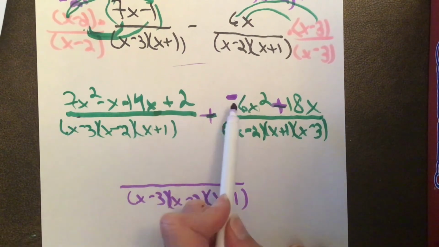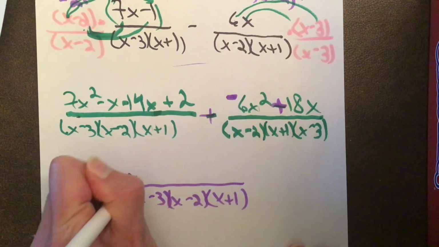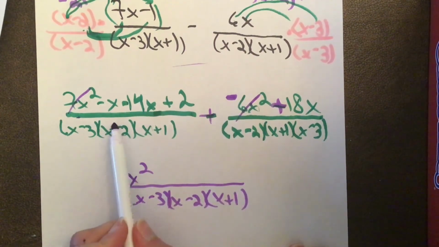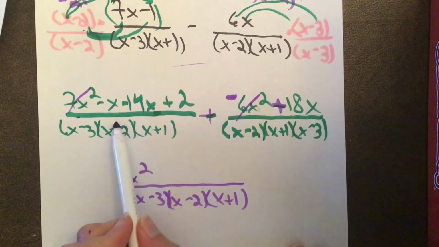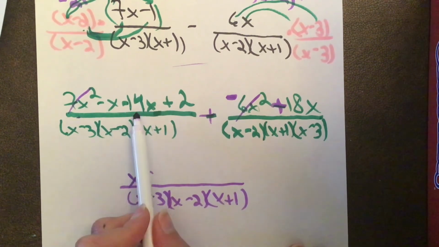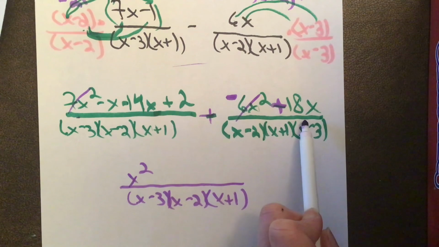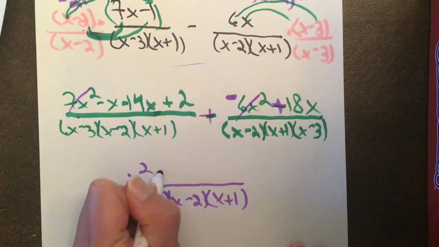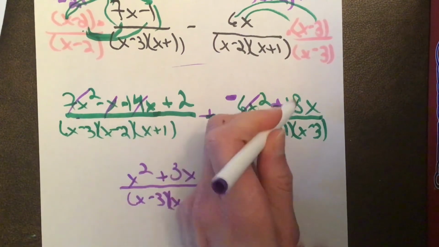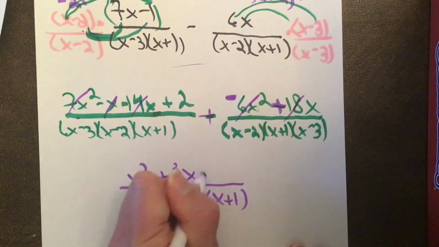And now combine like terms. So 7x squared minus 6x squared is equal to just x squared. And then the x's, just be careful, I have two x's here. Negative x minus 14x, that's negative 15x. And negative 15x plus 18x, so negative 15 plus 18 is 3x. Okay, and again, if you want to cross them out as you go, you can. And then I have a plus 2.